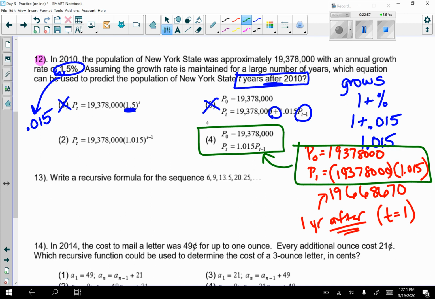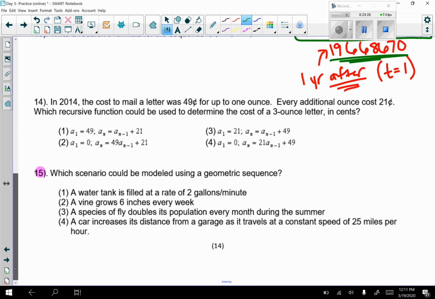But if not, you can check choice 2 in your calculator. Go to your calculator, go to the y equals, type this in, and go to the table. You're not going to get this value for 1, okay? And then the last question that I'm going to do with you guys, we're going to skip 13 and 14. We're going to go down to 15.